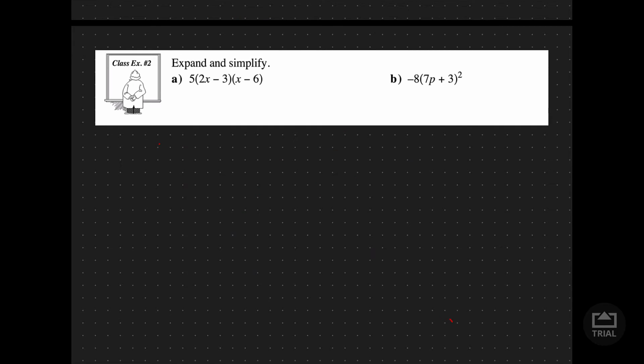Okay, let's take a look at the class example number 2 out of the booklet, and it just tells us to expand and simplify. The only difference here is that we're just adding this third sort of operation right here. But what do we have? We got 5 times whatever's in that bracket times whatever's in that bracket. And essentially we're doing multiplication, so what do we want to make sure we're doing? Well, following the rules of BEDMAS.